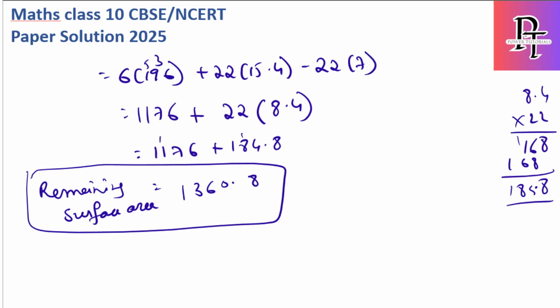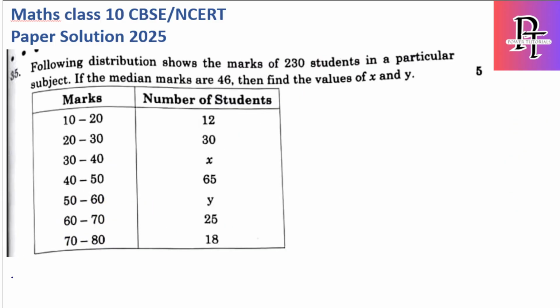Okay, let's see the last question, which is the fourth one. This is a statistics question, which is a mean, median type of question. Let's see what the question is. Following is the distribution of the marks of 230 students in a particular subject. They have given you the median marks, and they're asking to find x and y. So for this question, we need to find the median.